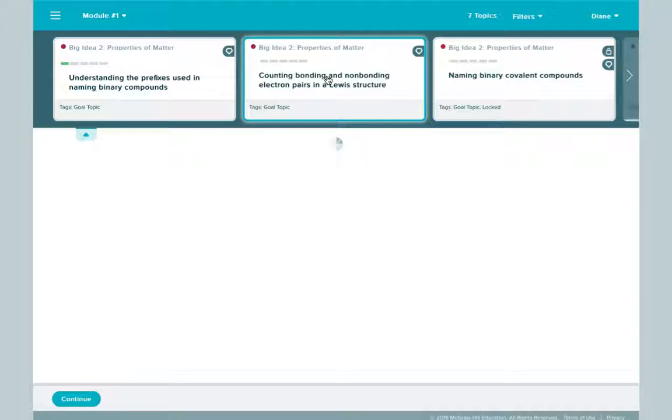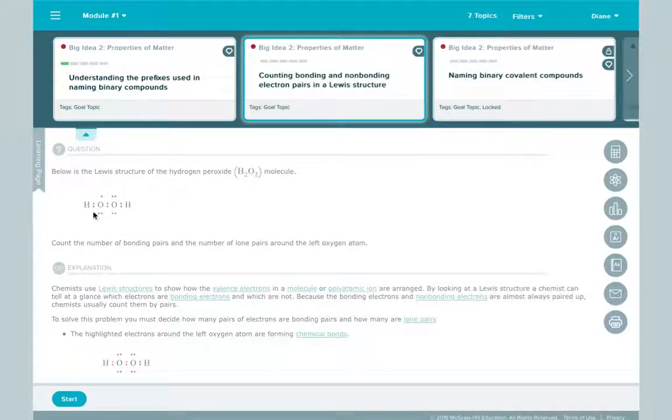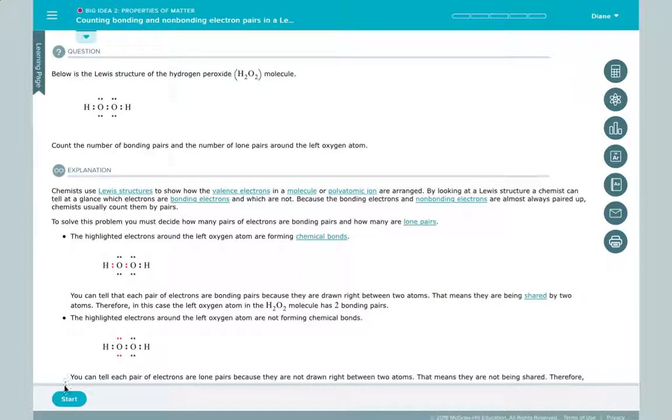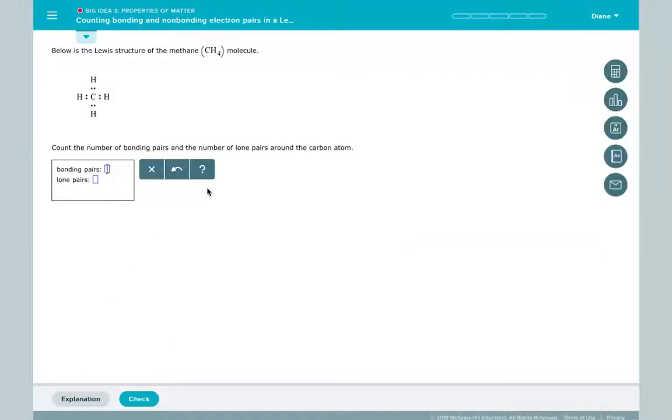Next idea, counting bonding and non-bonding electron pairs. When you do these problems, you have to read from what atom you're looking at. So this one right here, this is the structure for methane. They want the number of bonding pairs and the number of lone pairs around the carbon atom. So I look at carbon, and it's surrounded by a shared pair, a shared pair, a shared pair, and another shared pair. So there are 4 bonding pairs. Where it bonds with hydrogen, it doesn't have any lone pairs.